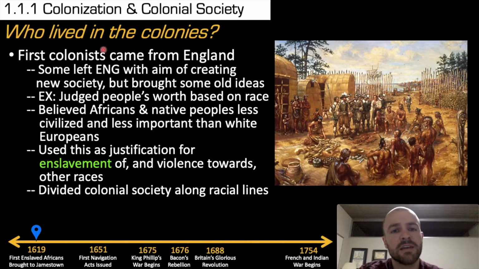All right, so the first colonists came from the country of England. Some left England with the aim of creating a new society, but brought with them some old ideas. Take the Puritans. The Puritans had left in about 1620, and you probably have heard of the legend of Plymouth Rock. The Puritans left England because they feared religious persecution. They were afraid that they were going to be jailed or killed because they had a religion that differed from the Church of England.